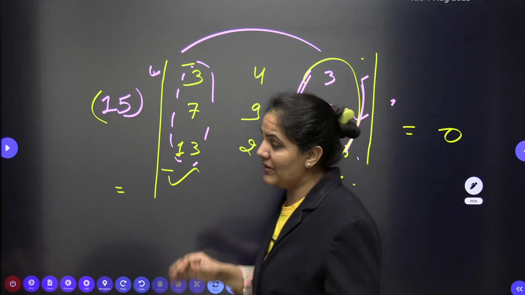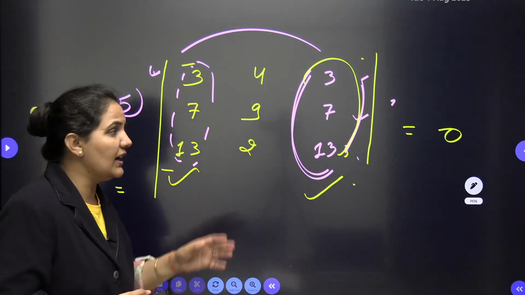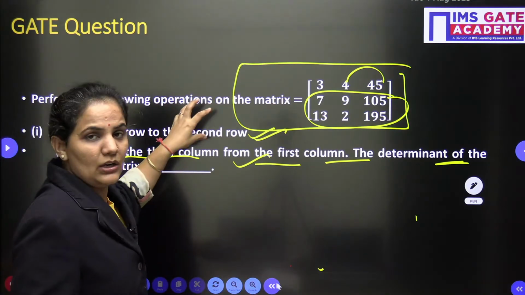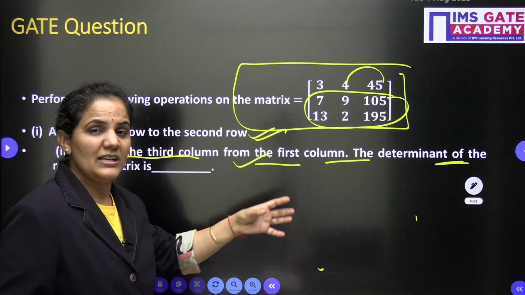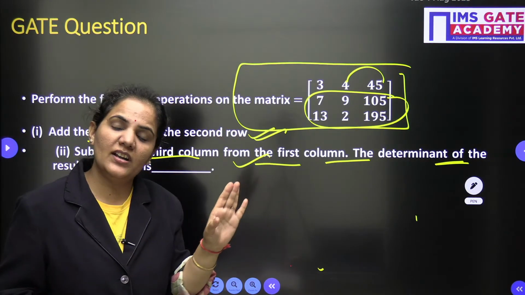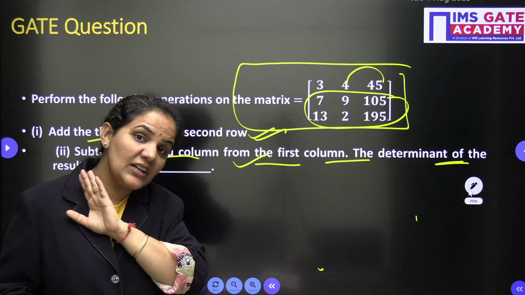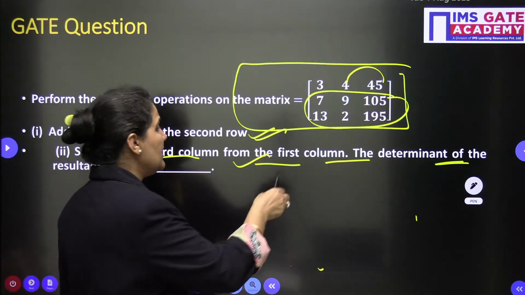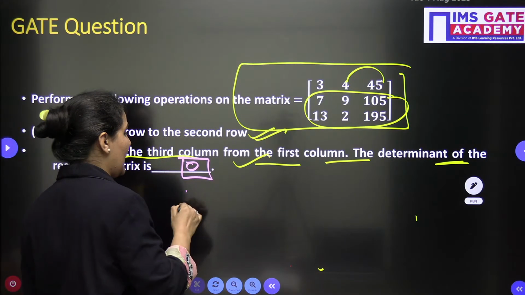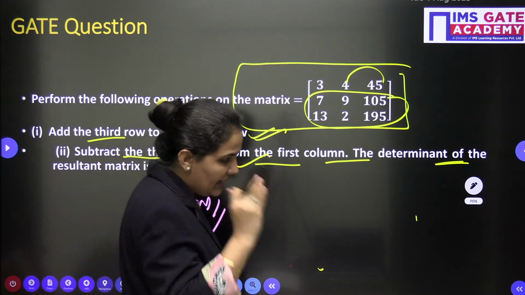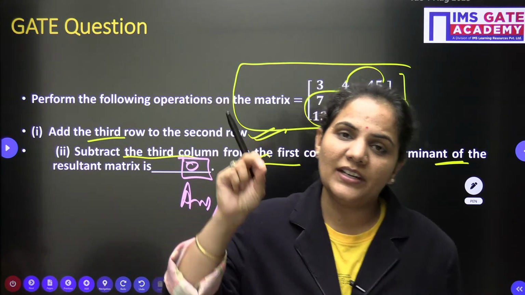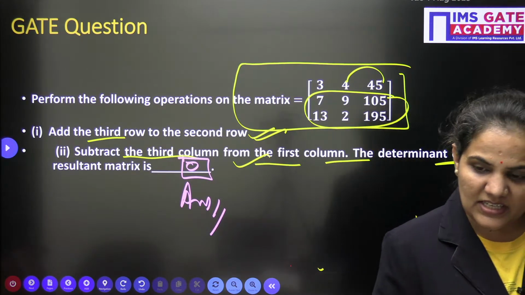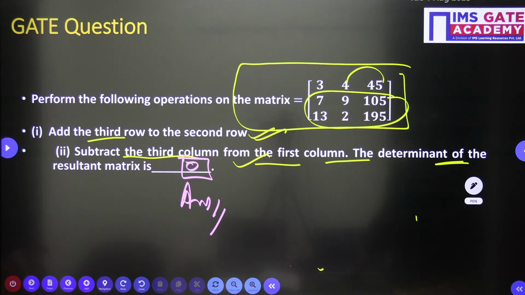Since the first and third columns are identical, the determinant is 0. Whether you add the third row to the first row, or subtract, whatever operation you apply, the result will be the same, it will not change. So very easily, within 10 to 15 seconds, if you can identify this, you can solve the question. The determinant is 0. Children, please tell me, is it clear or not?